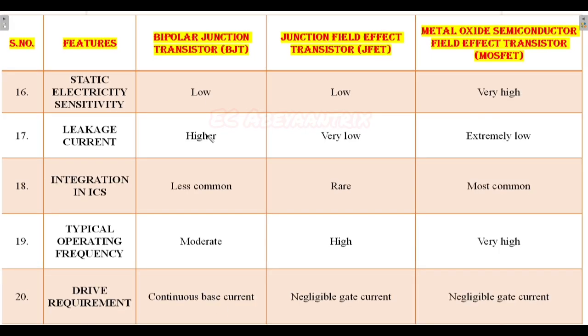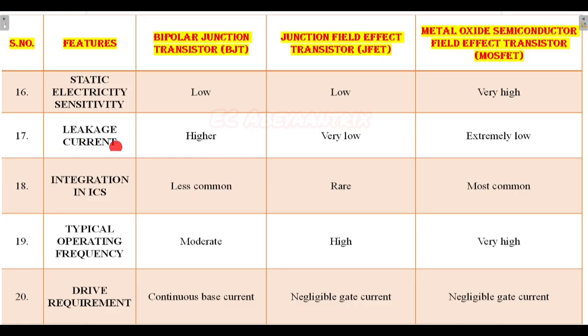Okay. And coming to the 16th feature, static electricity sensitivity. Okay. MOSFET ஓட பெரிய drawback இதுதான். நம்ம படிச்சிருக்கோம் MOSFET வீடியோல. Okay, so it is highly sensitive to static ESD, that is electrostatic discharge. So அதுல இருந்து protect பண்றதுதான் இந்த MOSFET ஓட மெயின் drawback. கரெக்டா? ஓகேவா? மற்றபடி BJT has low static electricity sensitivity தான். JFET உம் low sensitivity தான். Okay.